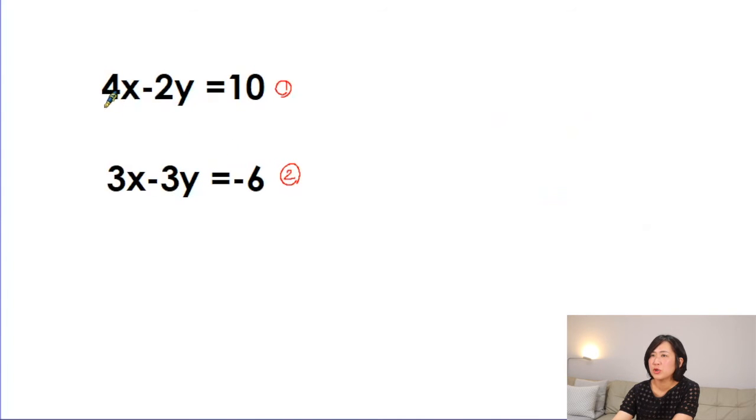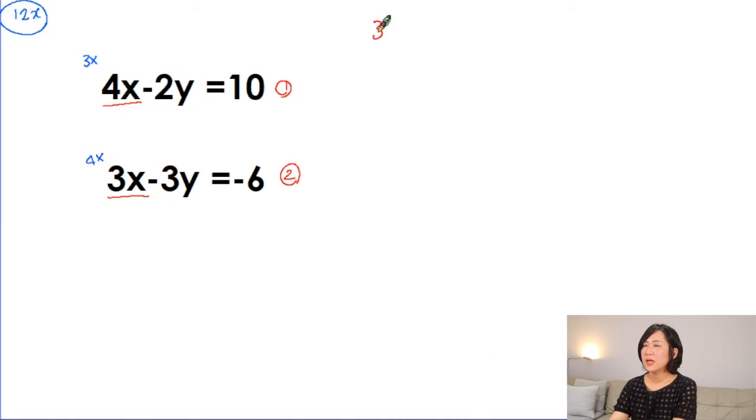I want to eliminate the x, but it has got 4x and 3x. So my aim is making both of them 12x, because 12 is the lowest common multiple of 4 and 3. So in order to make 12x, I need to times 3 the first equation. So 3 times the first equation. Then I need to do 4 times the second equation.